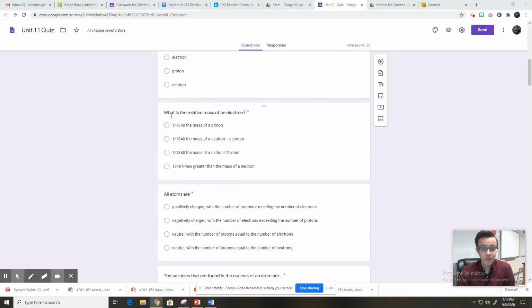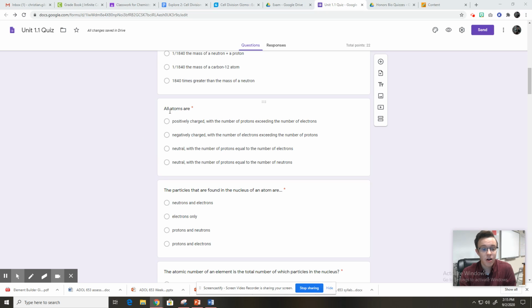The next question, what is the relative mass of an electron? Your first option is 1 out of 1,840, the mass of a proton. Your next option is 1 out of 1,840, the mass of a neutron plus a proton. Your third option is 1 out of 1,840, the mass of a carbon-12 atom. And your final option is 1,840 times greater than the mass of a neutron.